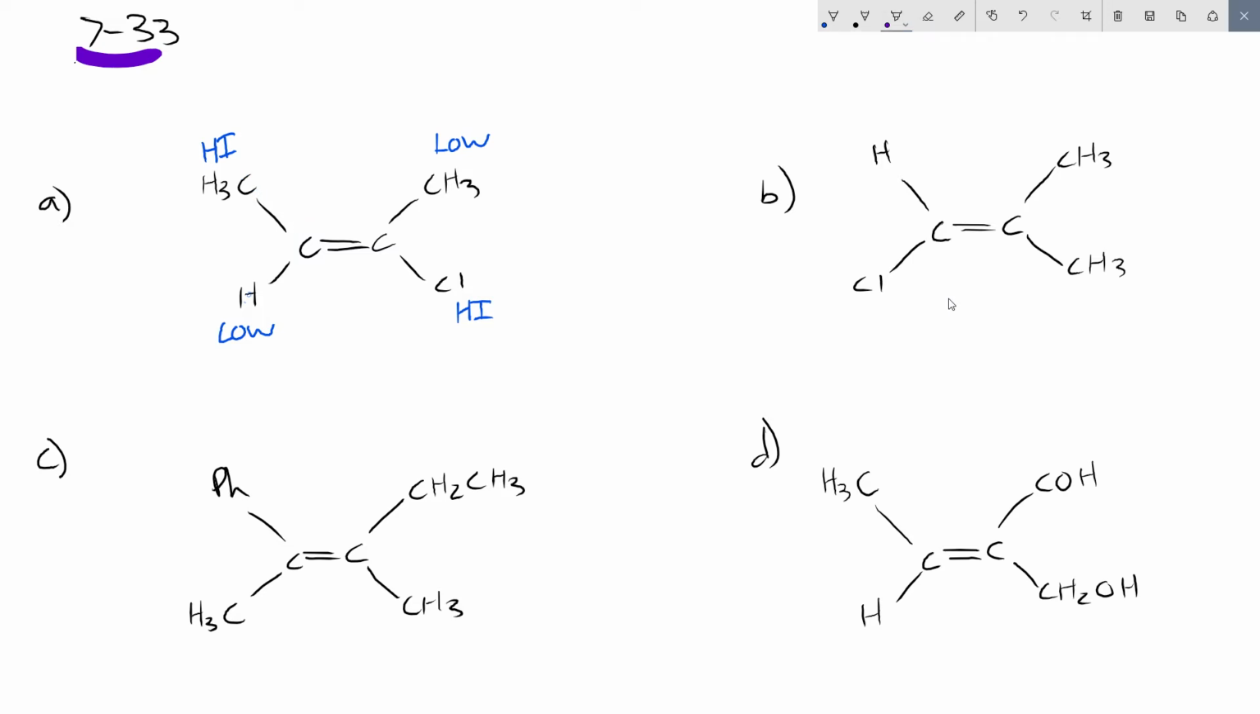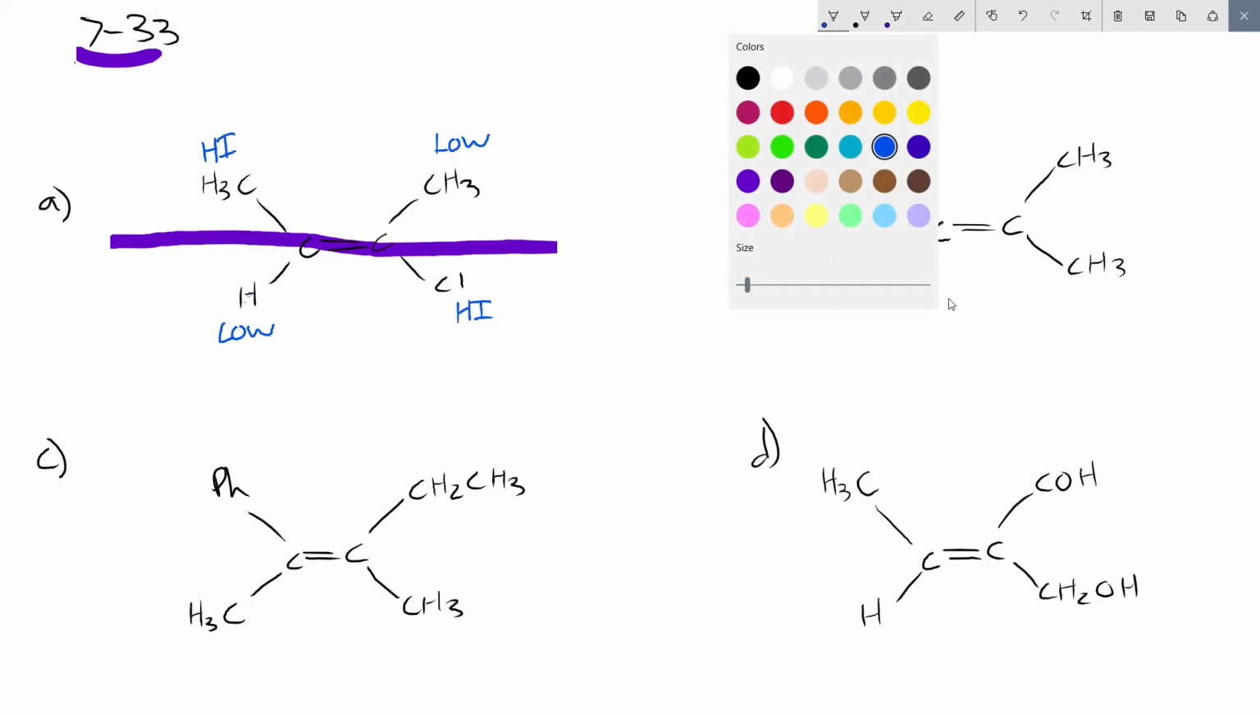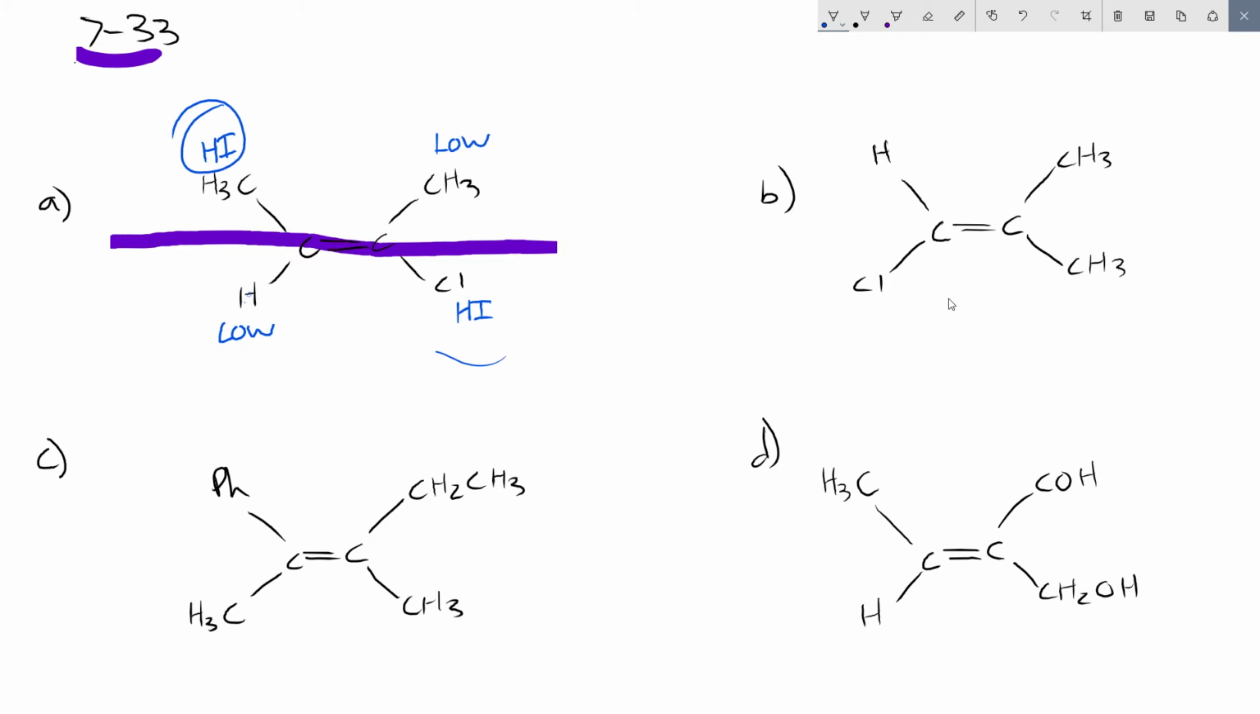Next, you're going to want to draw a big line through your carbon-carbon double bond. And you're going to want to look at your two high priority groups and see if they're on the same side of that line or if they're on the opposite side of that line. Right? In this case, they are on the opposite side. You can see we have one of them here and the other one there. So this would be E. Let's look at the next one.